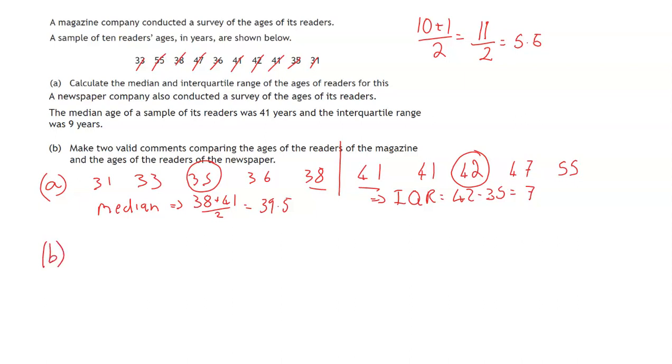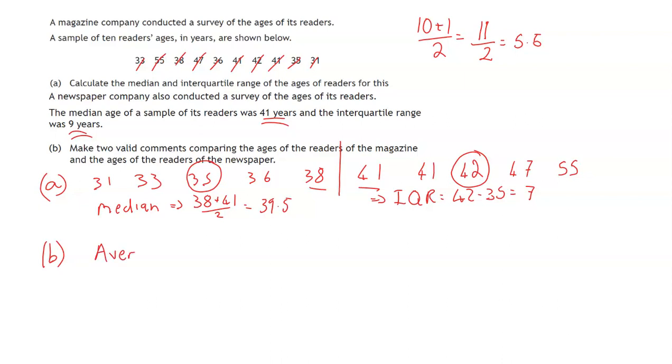Now if I look at part B, it's telling me the median age of the sample of a newspaper company was 41 and the interquartile range was 9. And it wants me to make two valid comments comparing the ages of the readers of the magazine and the ages of the readers of the newspaper. Now when it asks you for two valid comments, you want one comment to talk about on average and you want one comment to talk about consistency.